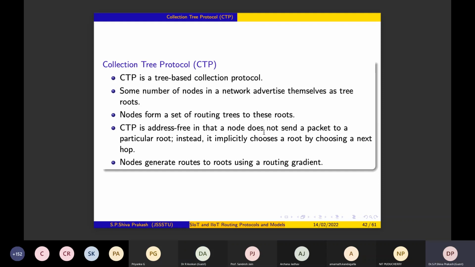Another protocol is CTP, a tree-based collection protocol, where some number of nodes in the network advertise themselves as tree roots. The nodes form a set of routing trees to these roots, and CTP is address free: a node does not send a packet to a particular root. Instead, it implicitly chooses a route by choosing a next hop. The nodes generate routes to the roots by using a routing gradient.